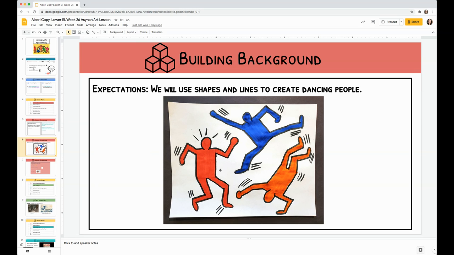Here is an example of what you'll be making today. We will use shapes and lines to create dancing people. This one looks like he's breakdancing.